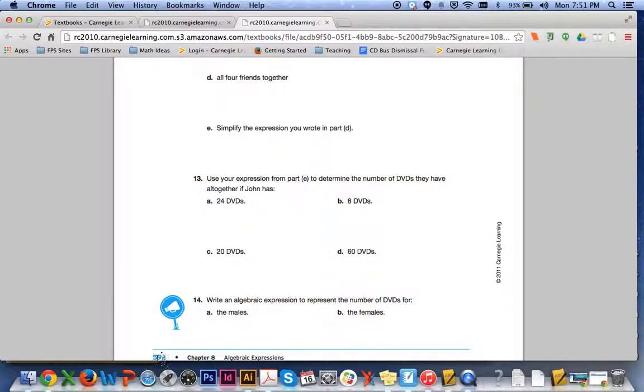We're going to finish page 592 today. We'll check that tomorrow, so if you have questions, come with questions.